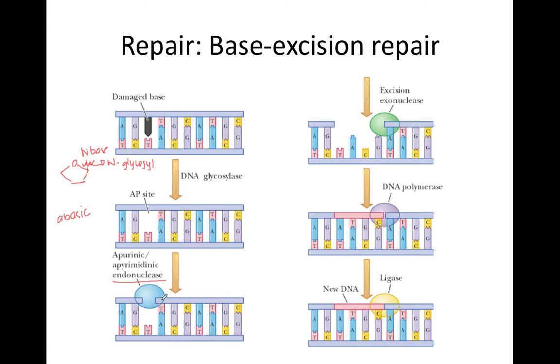So now this endonuclease, once it's cut the sugar phosphate backbone, an end has been generated so that an exonuclease can come in and start to remove the nucleotides. Once the nucleotides have been removed, polymerase comes in to patch up the nicks. And then the remaining nick here is repaired by DNA ligase.